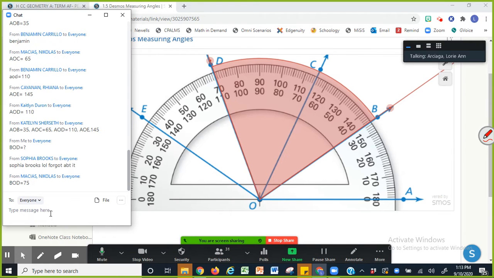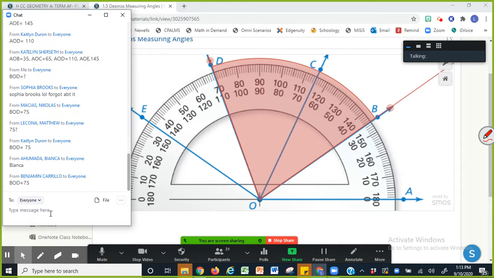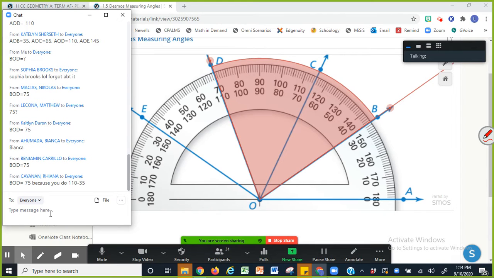Nicholas said 75. Okay. Can somebody explain how you guys got 75? And if you can explain two different ways of getting it, that will be nice. Because you do 110 minus 35. That's good.